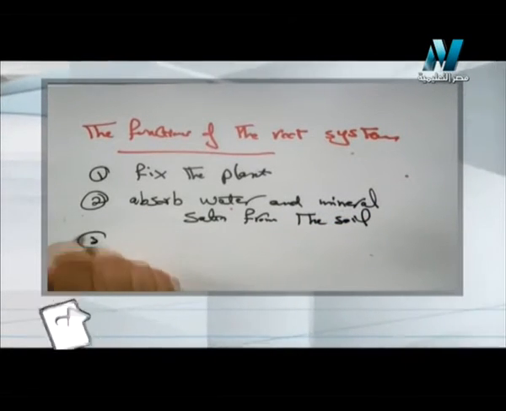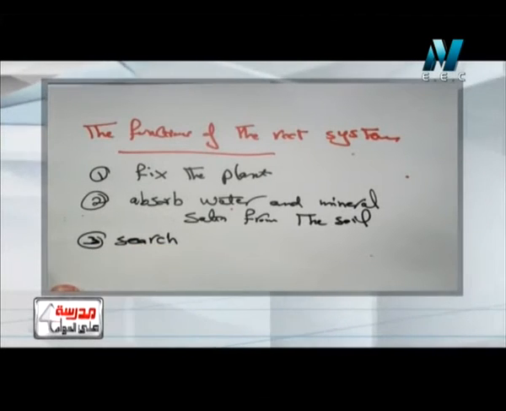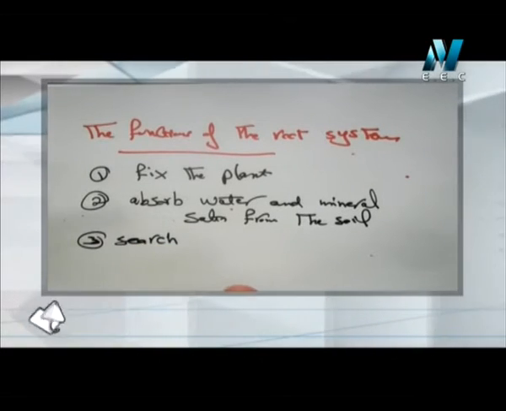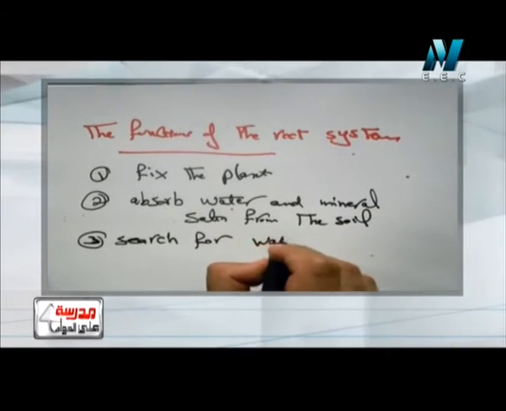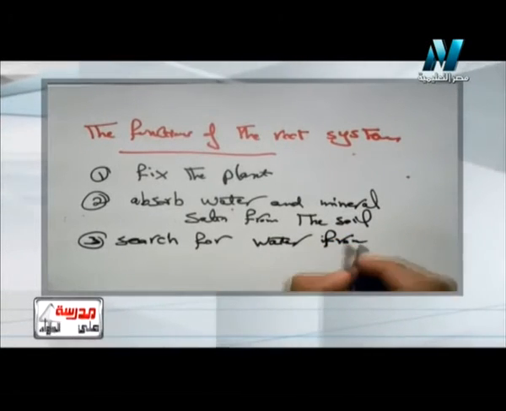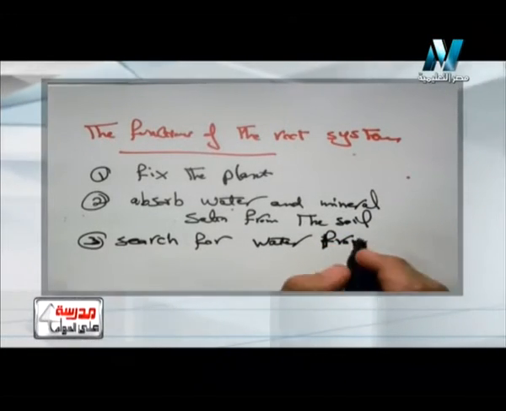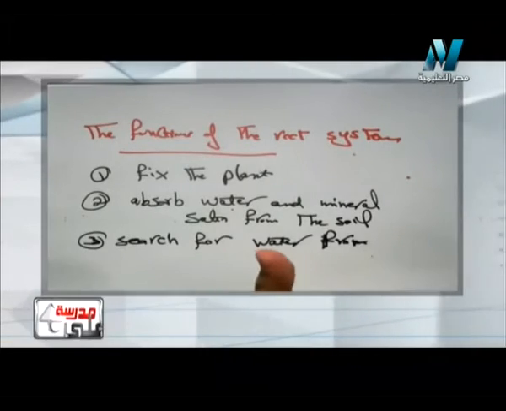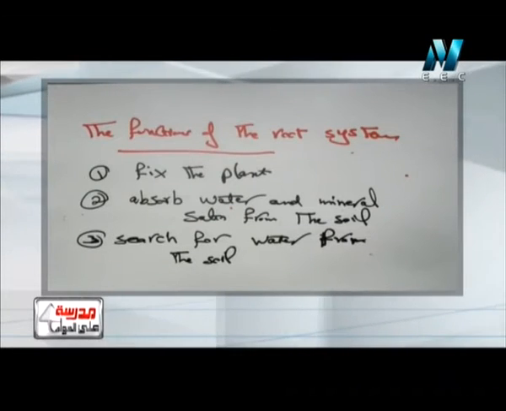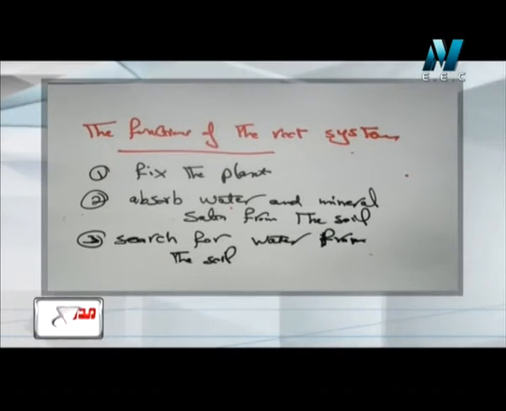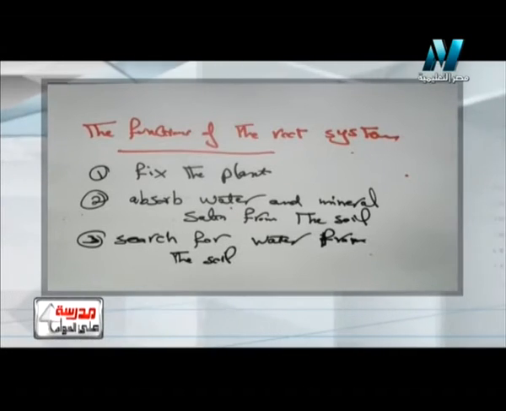At last, number 3, it searches for water. The root system, or the main root and the secondary roots and root hairs, as you said, search for underground water or rainwater, for water mainly in the soil. How does that happen? By the osmosis process, and we'll study it in detail because it's a complicated process that happens in the root system. So now we have three functions for the root: fix the plant in the soil, absorb water and mineral salts from the soil, and at last search for water in the soil for the plant.